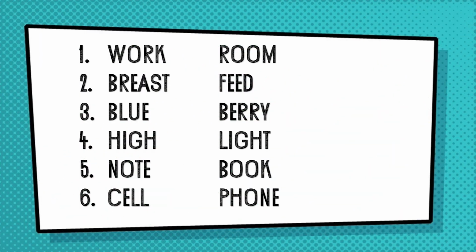Write your answers on your paper. Number 1, work and room. Number 2, breast and feed. Number 3, blue and berry. Number 4, high and light. Number 5, note and book. And number 6, cell and phone.